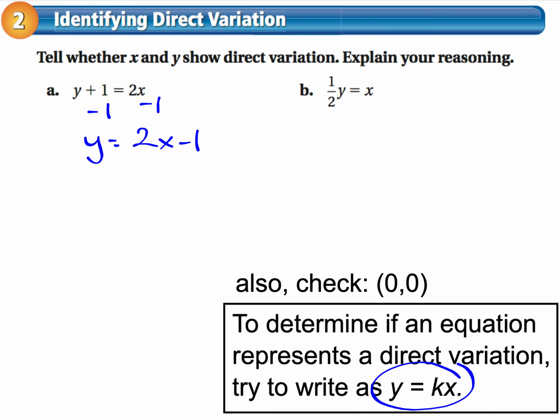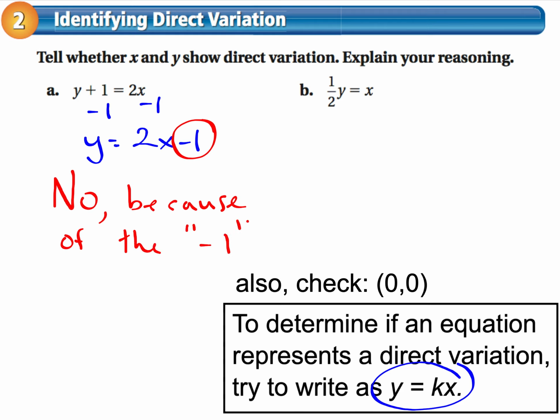2x minus 1 is not the same as a number times x. It's a number times x and then subtract something. So this minus 1 is a big problem. Proportions are all about multiplication. Nothing to do with addition and subtraction. So no, this is not direct variation because of the minus 1. Can't have the minus 1.